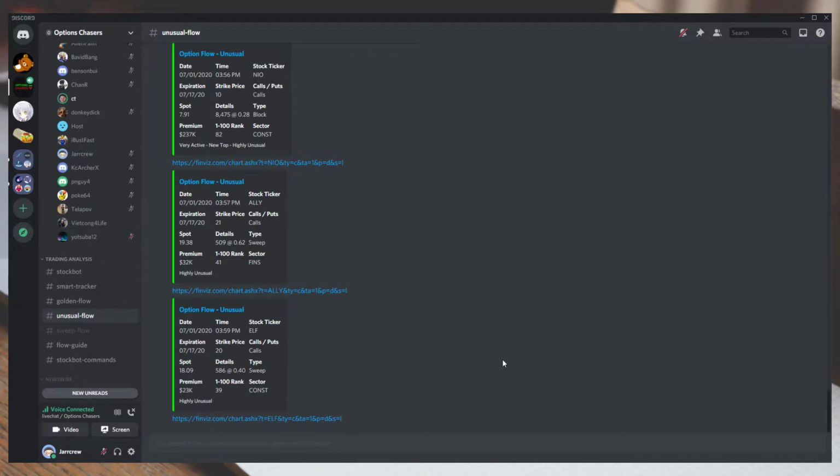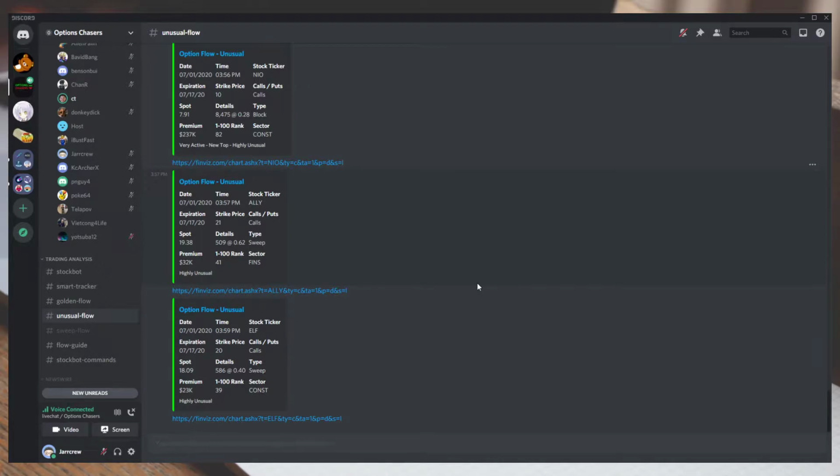One thing I like doing with the unusual flow is that honestly, there's a lot of noise because so many posts go through that. One thing I would look at is the rank. It's ranked from 1 to 100, and anything greater than 100 I don't know what it is, but the AI ranks it based on multiple factors. The higher the rank, the higher the probability.